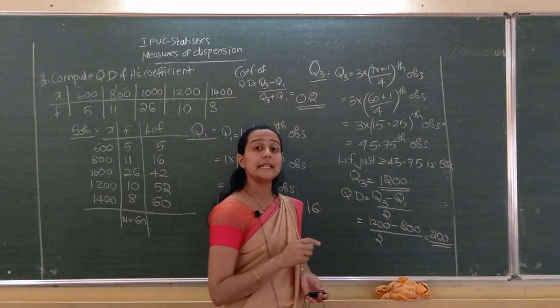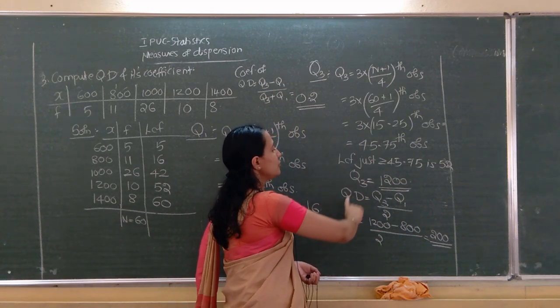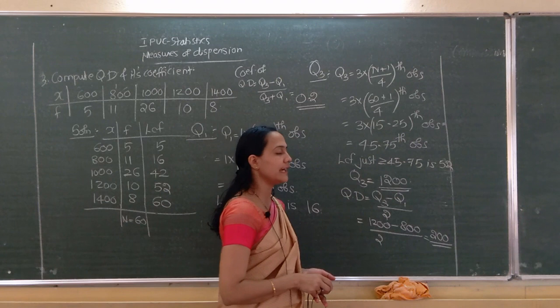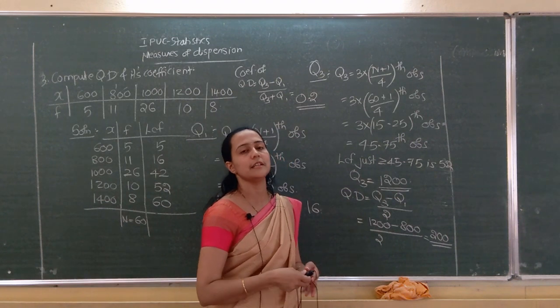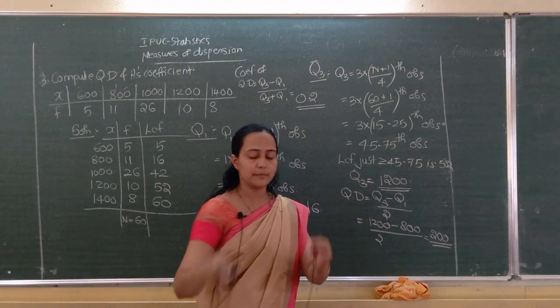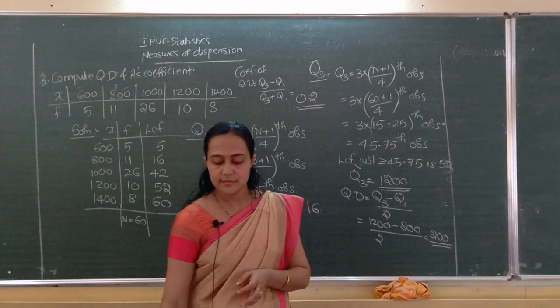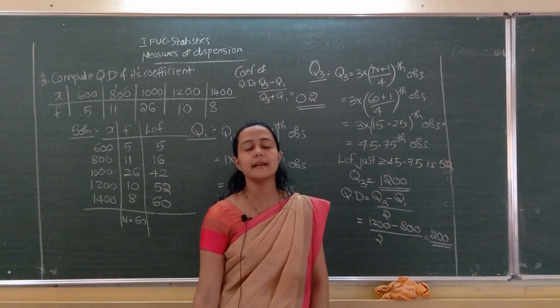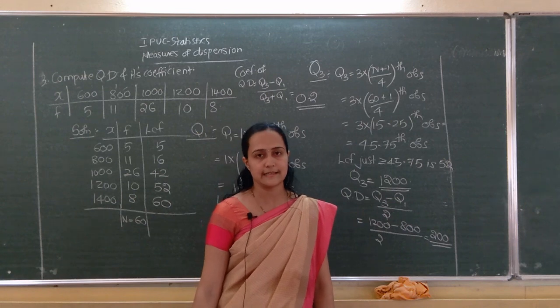Similarly, Q3 here is 3 into. So, QD formula is Q3 minus Q1 divided by 2 and coefficient of QD is Q3 minus Q1 divided by Q3 plus Q1. So, continuous series we will continue in the next class. Thank you.